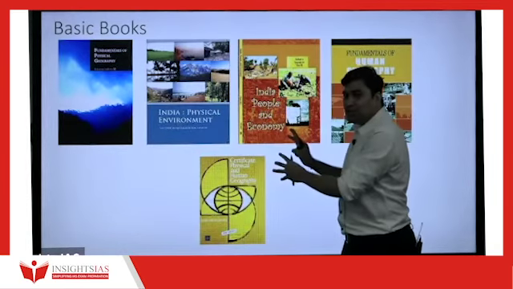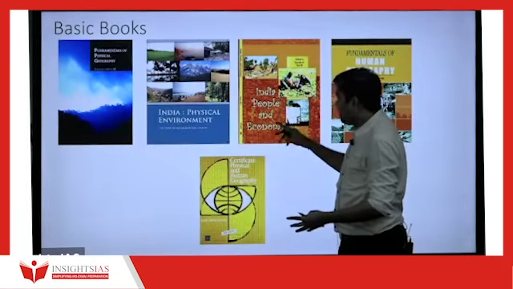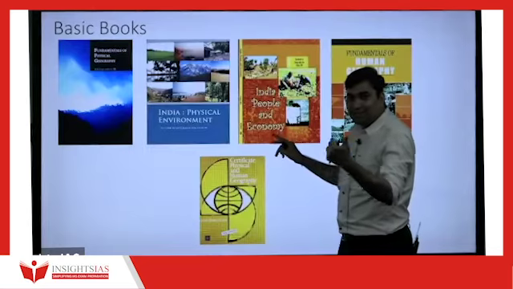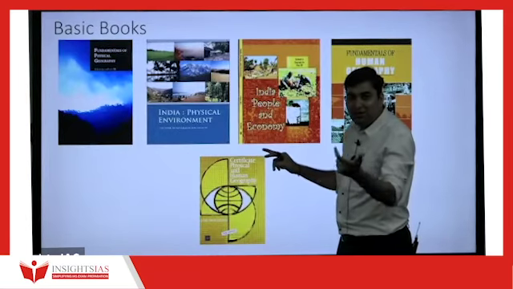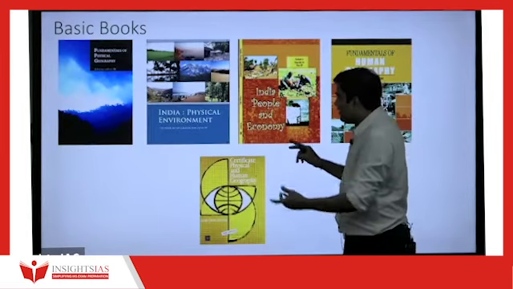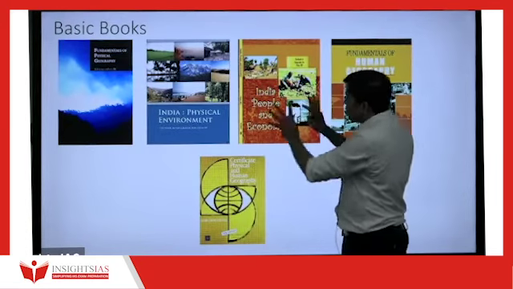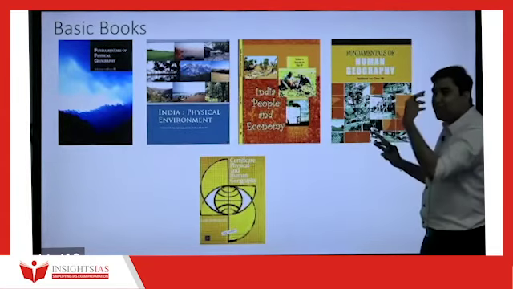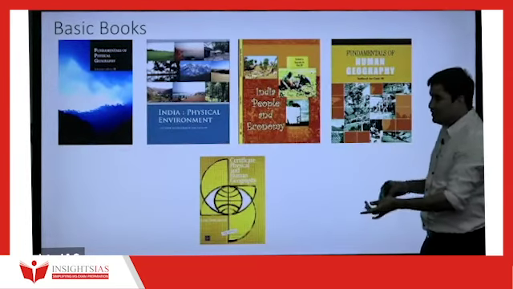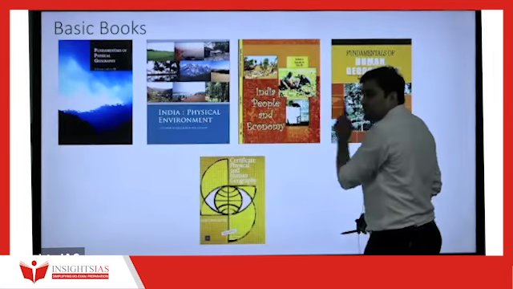Indian geography, the human geography part: India, people and economy, that is settlement, population, economic geography, agriculture, trade and transportation, all of this is here. Human geography means perspective about geography. These 4 books are compulsory.